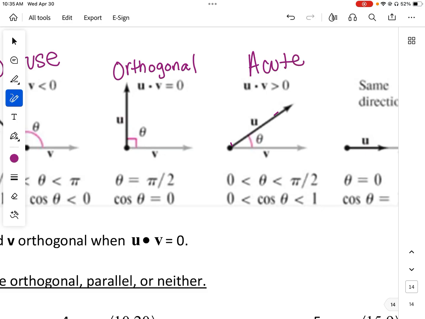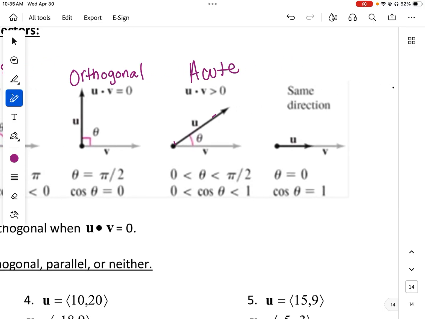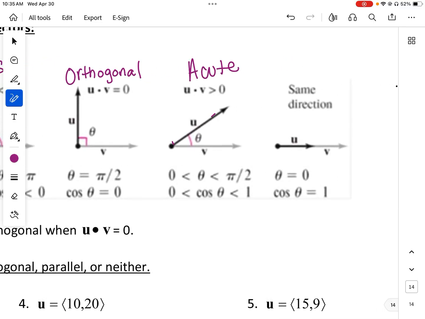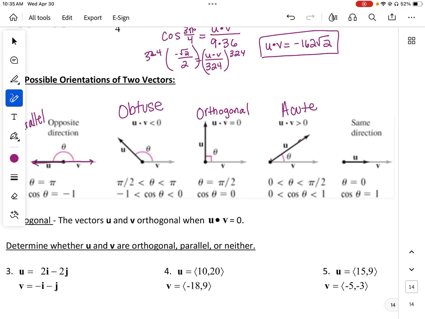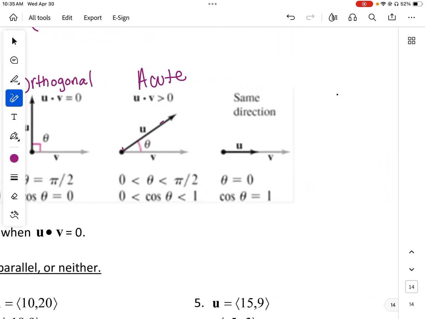So that's going to give us some ideas. It's going to give us clues. When we just get our dot product, we can find out: is it acute, obtuse, or orthogonal? Then the last one is if they're going the same direction, just different magnitudes, then these are parallel.